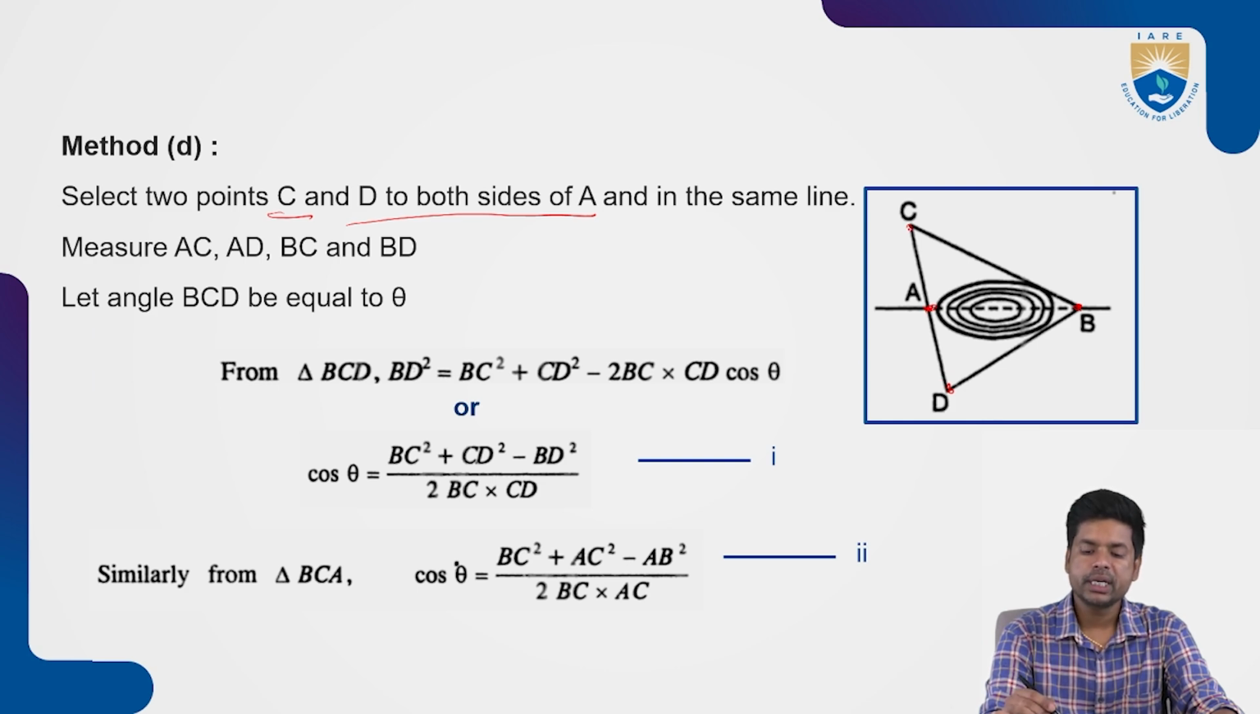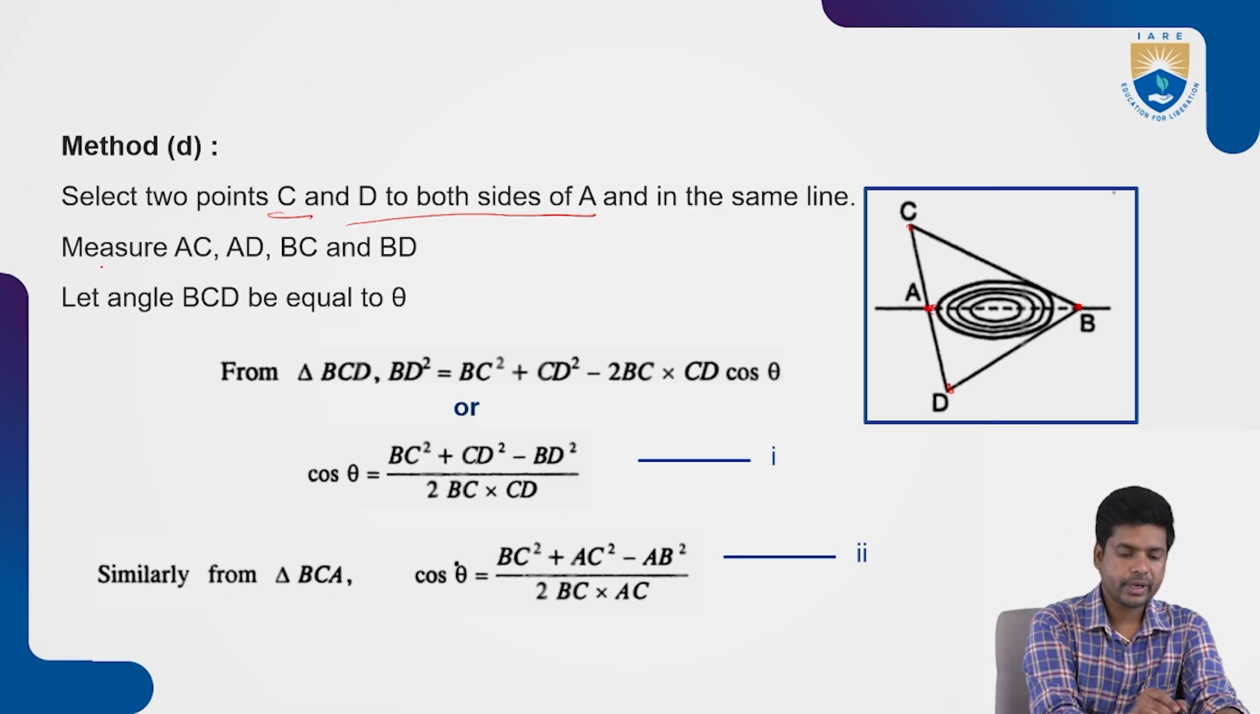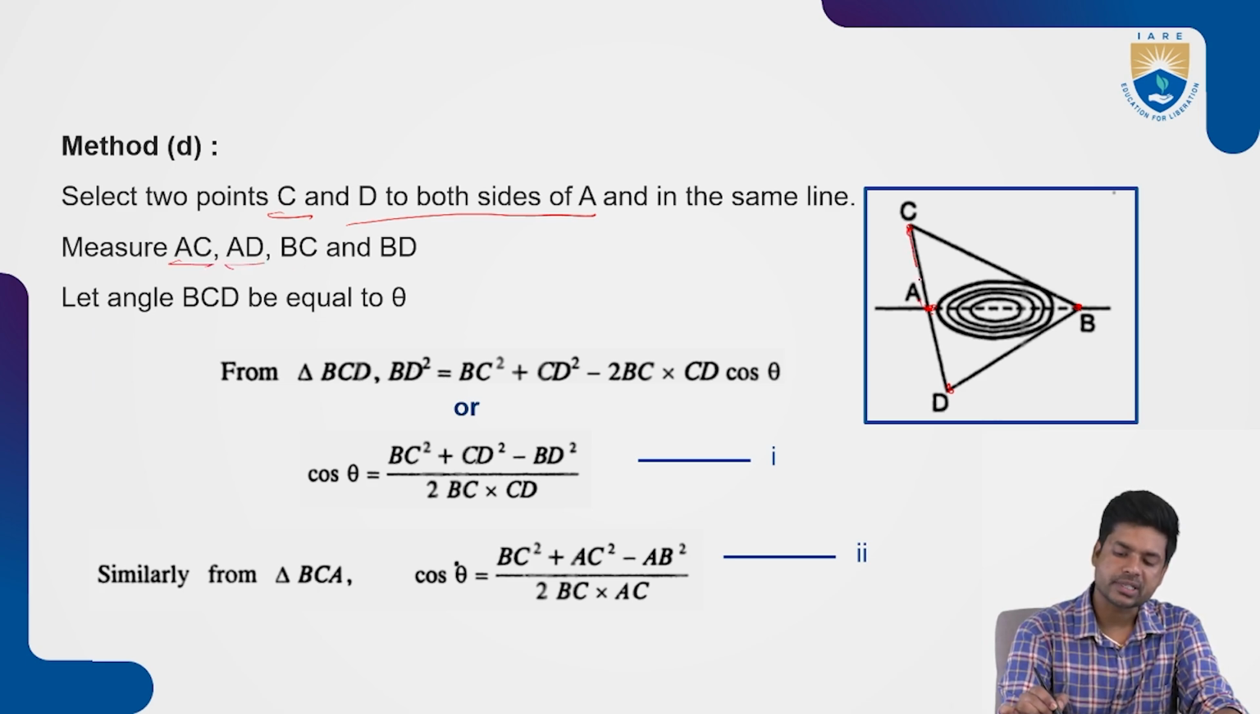While locating these 2 points, C and D, they should be on the same line as AC and AD. It should be in range with the point A. Now measure the distance AC and AD, and next BC and BD. We have to measure all the sides.